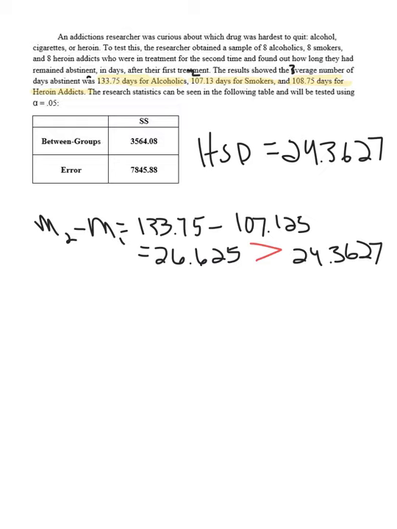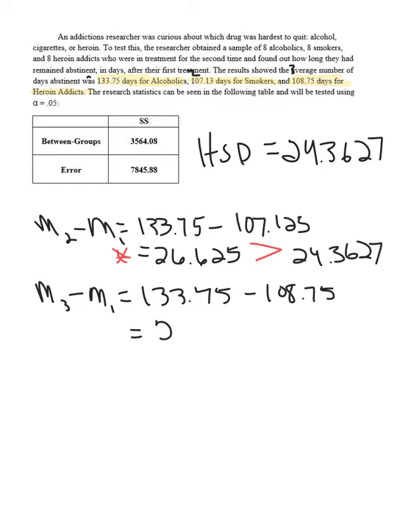I'm going to click this as red. This is where we have significance in one of those. Now I'm going to take group 3, mean 3, minus mean 1, because we're going to do all the potential differences, which is 133.75 minus 108.75. And if we take that difference, that's 25. Well, we need to compare that to 24.3627. And if you'll notice, 25 is larger. So we have significance between those two groups.